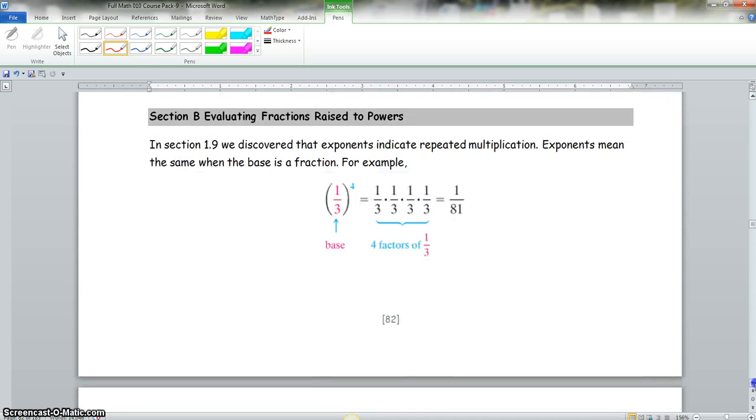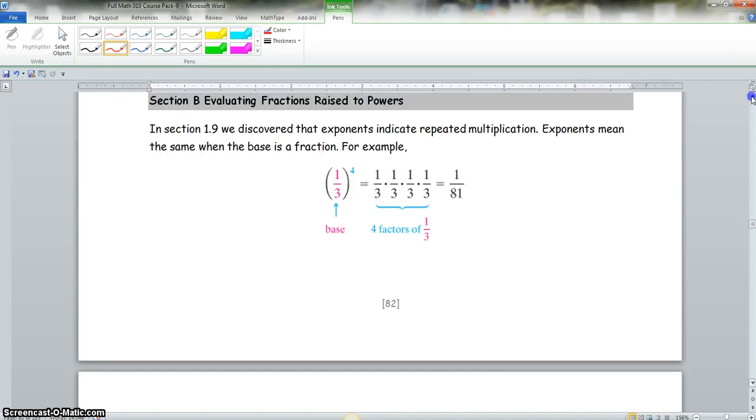Okay, now we go to section B, evaluating fractions raised to powers. Now in section 1.9 we discovered that exponents indicate repeated multiplication. Exponent means the same when the base is a fraction. For example, in parentheses, 1/3 to the 4th power is the same as multiplying 1/3 by itself 4 times. Now there is one correction to this that I have to point out. Since this 1/3 is in the parentheses, it's supposed to be parentheses 1/3 times itself.